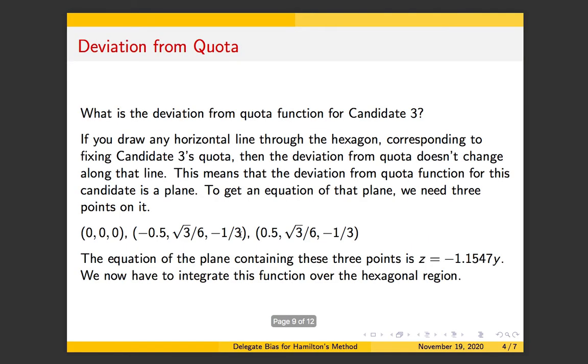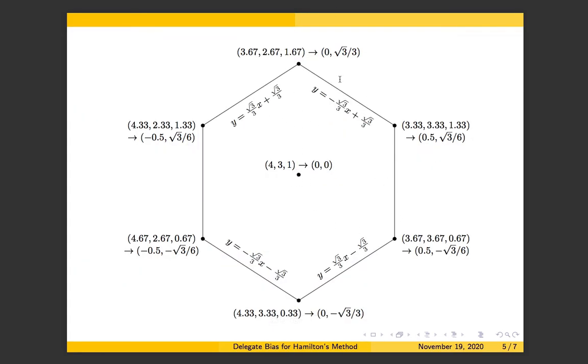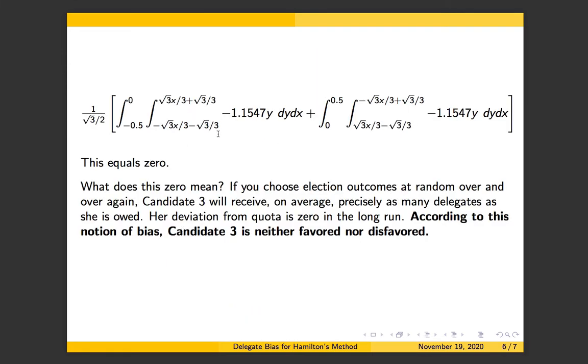Ask Wolfram or Symbolab, I guess it was Wolfram I showed you, for this plane. This region doesn't change. The upper and lower bounds on these lines don't change. So all that changes in this integral is this and this. And again, ask Symbolab and see what you get. Once you get an answer, by the way, you should be able to interpret it. So that we got 0 here, what does 0 mean? It means that if you choose election outcomes at random over and over and over again, so billions upon billions of elections, then on average, candidate 3 receives precisely as many delegates as she is owed.